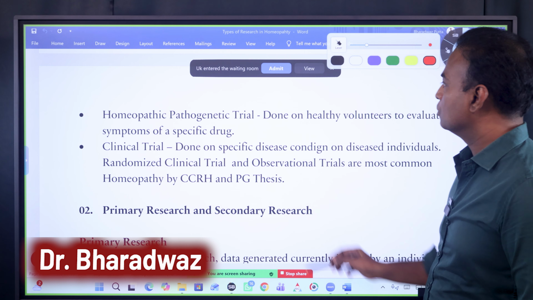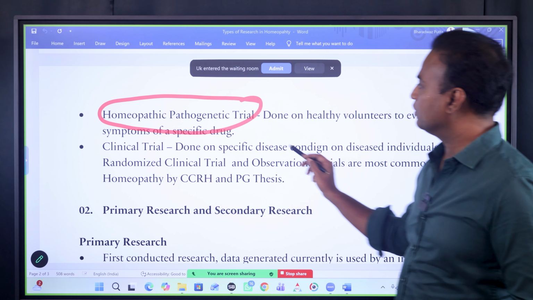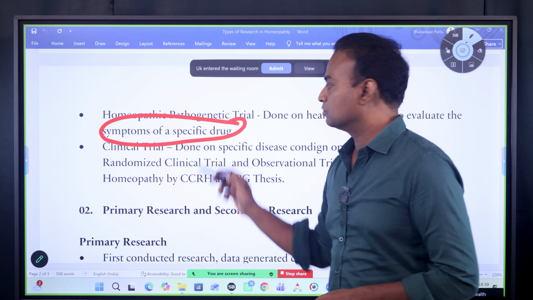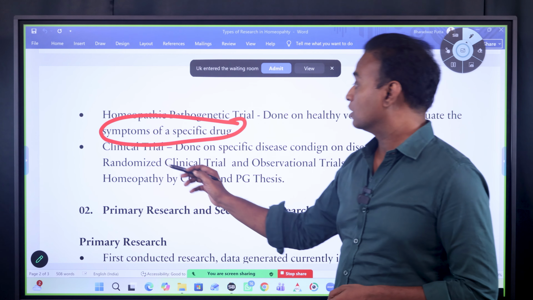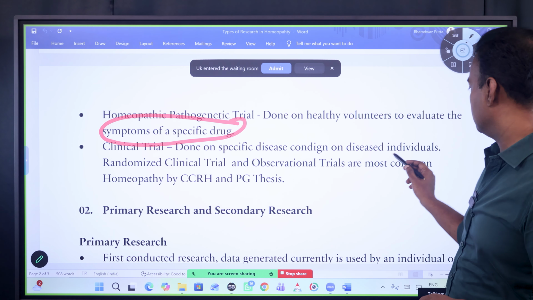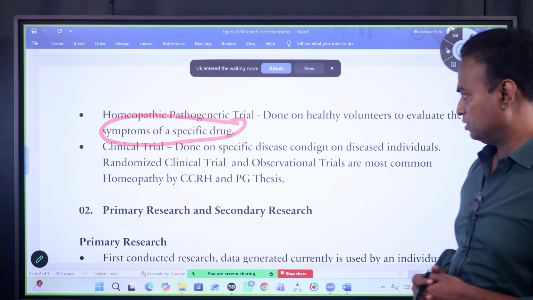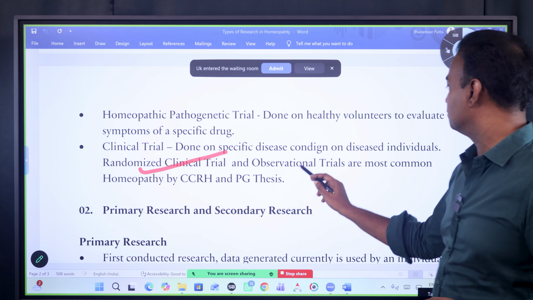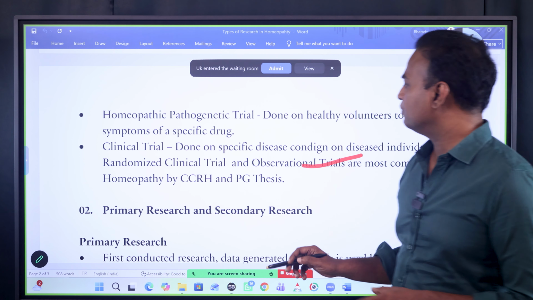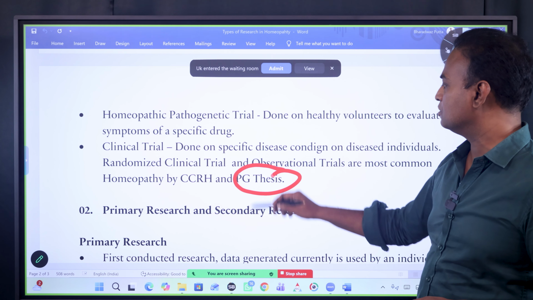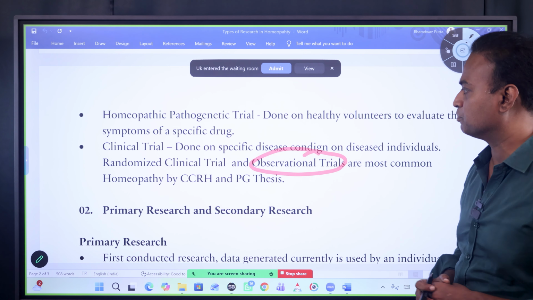You can see the first one is homeopathic pathogenetic trial. It is done on healthy volunteers to evaluate the symptoms of a specific drug. So this is like a modernization of drug proving. Then clinical trials done on specific disease conditions of individuals. There are two types of clinical trials generally done in homeopathy. One is RCT, randomized control trial, and observational trials are the most common homeopathy trials conducted by CCRH. And even in PG theses, most include observational trials, not completely observational, you can say semi-observational trials.